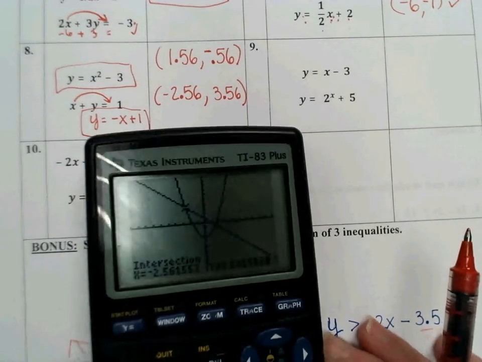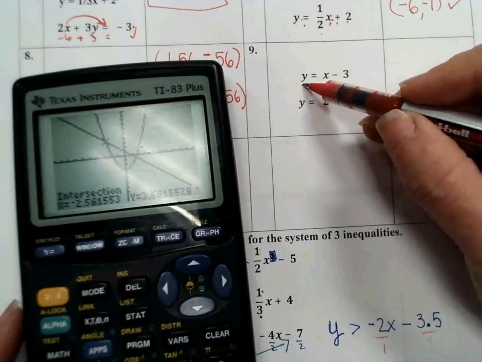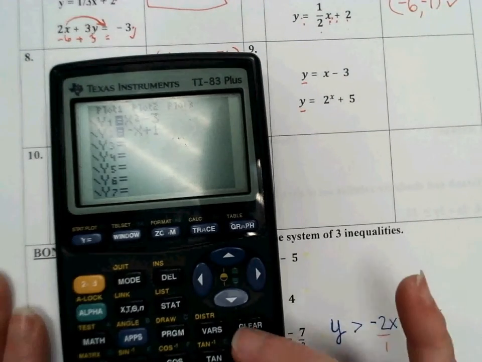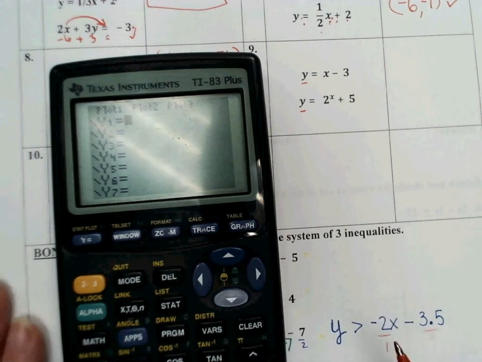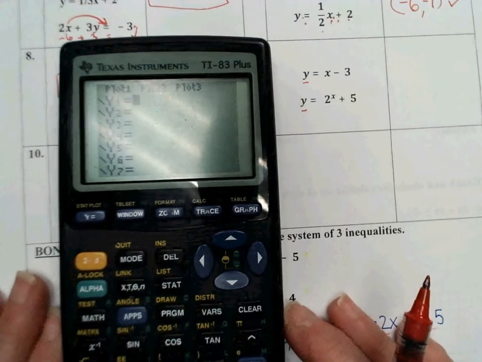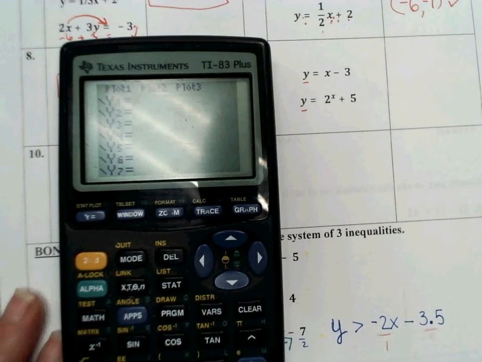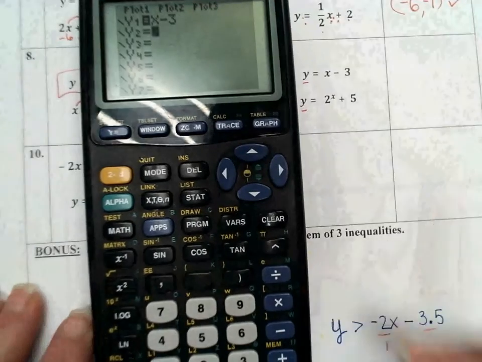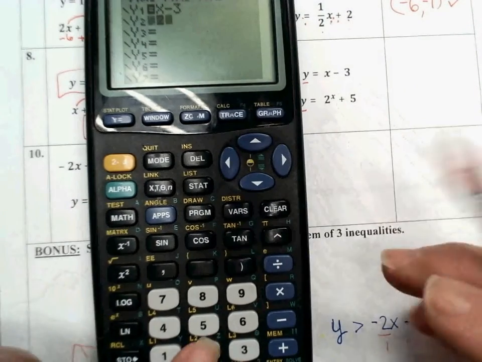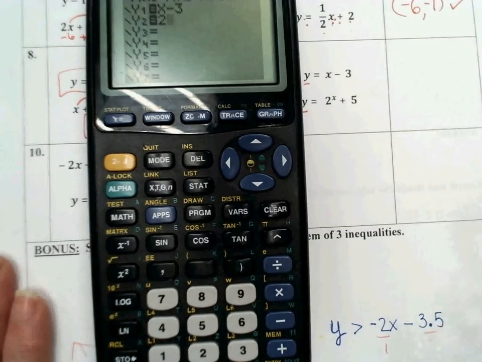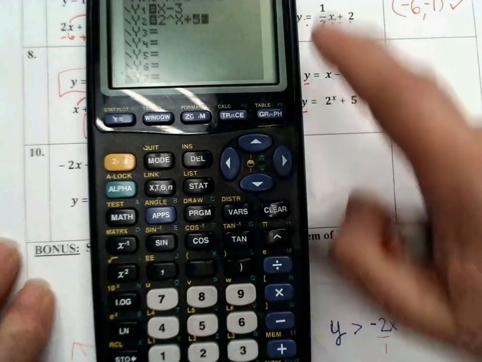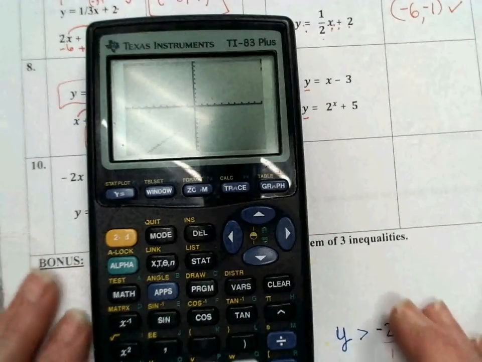Number 9 is one that's easier because both of the equations already have y on one side all by themselves. So I can just type those equations in. The first one is x minus 3. The second equation, 2 to the power of x plus 5. To get this power of x, you're using this up key right here, 2 to the power of x plus 5. And now I can look at the graphs and see that they look like this.